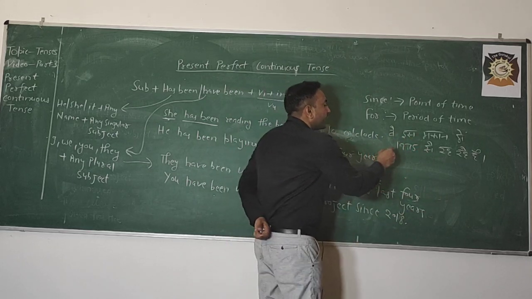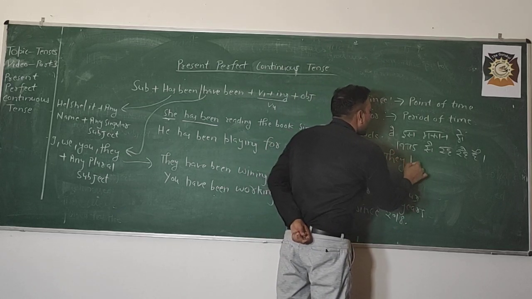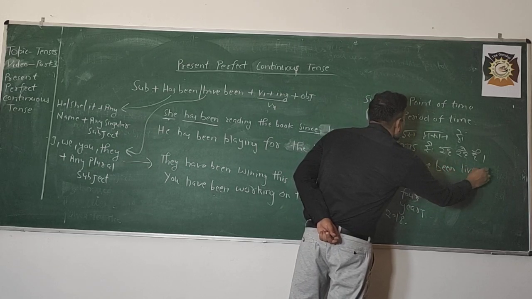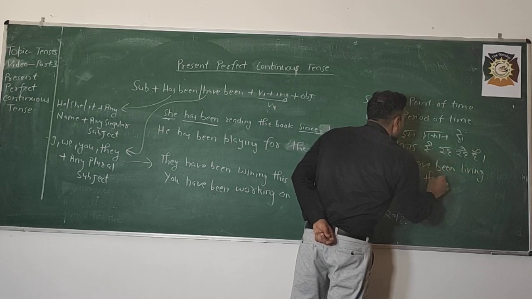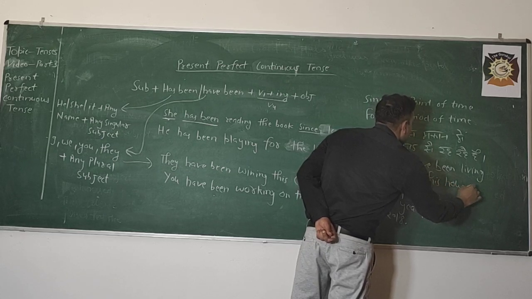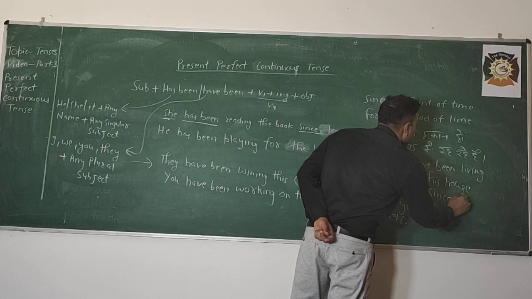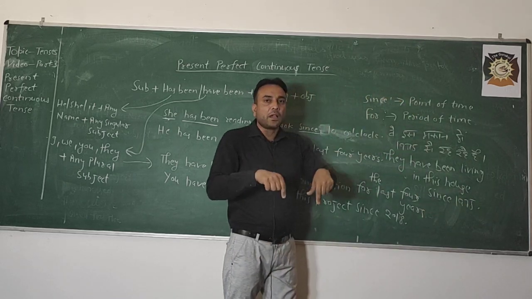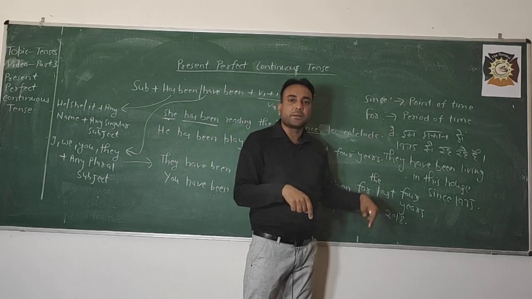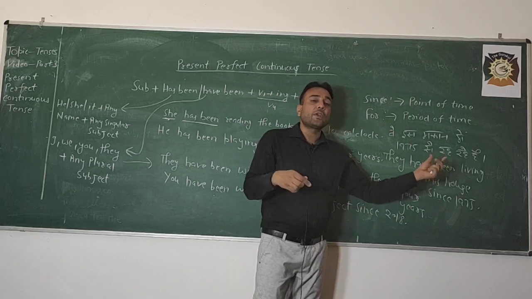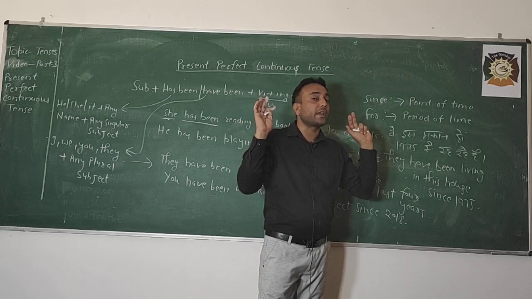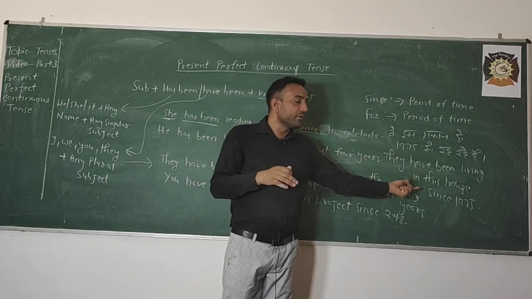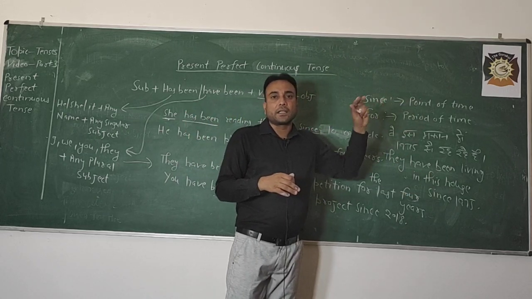How will you translate it? They have been living in this house since 1975. Why have we used since? Because 1975 is an exact or fixed time, point of time is given, that's why since. If I say वे इस मकान में पिछले 10 सालों से रह रहे हैं, they have been living in this house for the last 10 years, then we will use for, period of time. I think you got it.